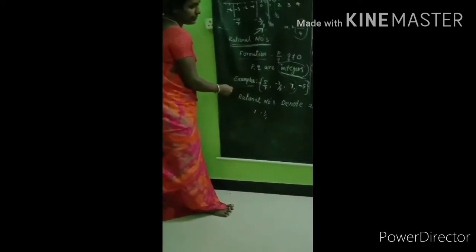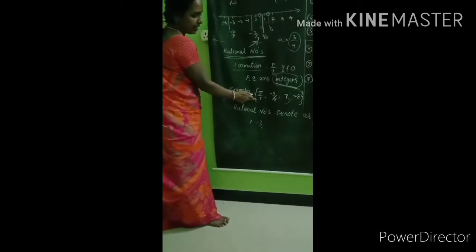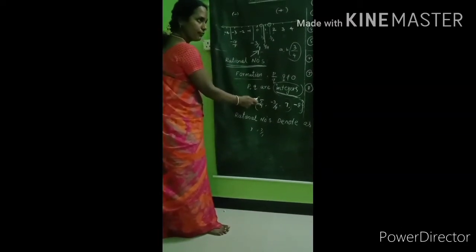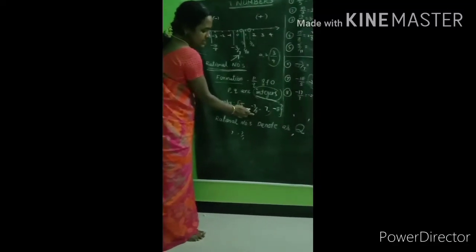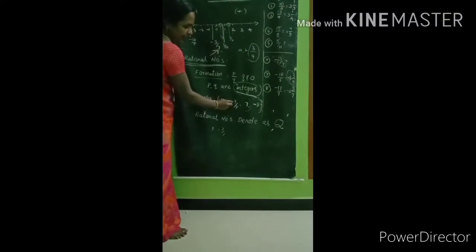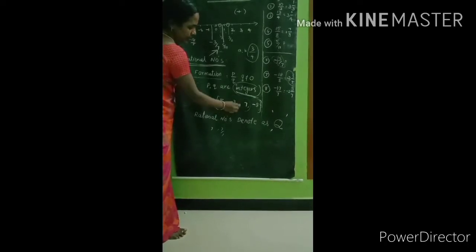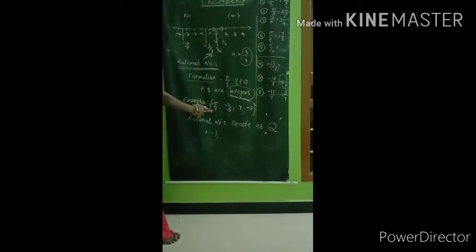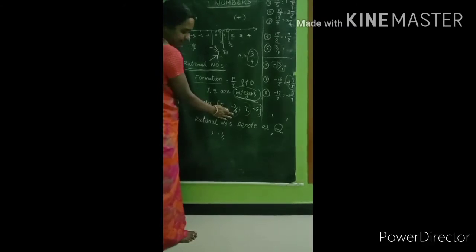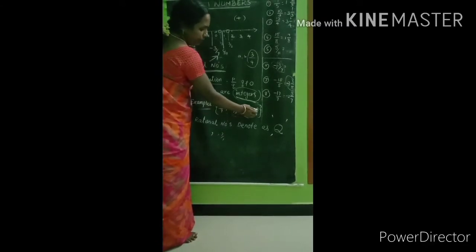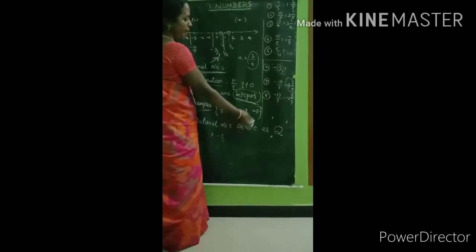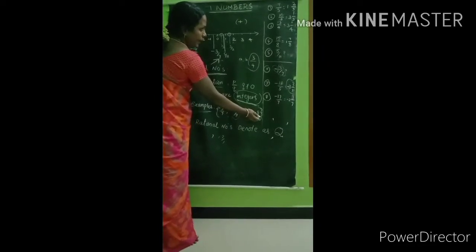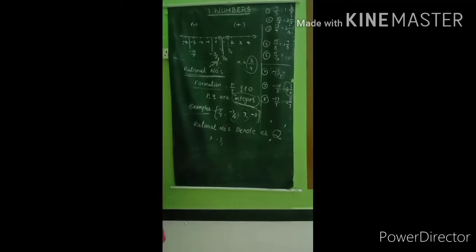For some examples, 5 by 7 is called a fraction or a rational number, 2 also is correct. But minus 3 by 8, here given the negative sign, this is called a rational number only. 7 and minus 8, how is it possible? 7 is a positive integer and minus 8 is a negative integer. How do we say they are rational numbers?